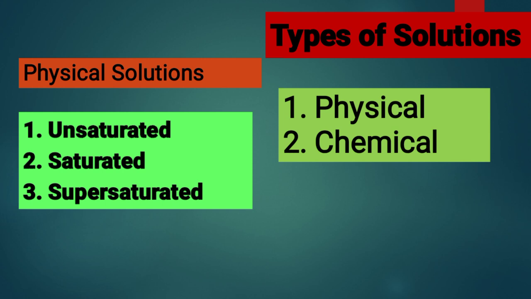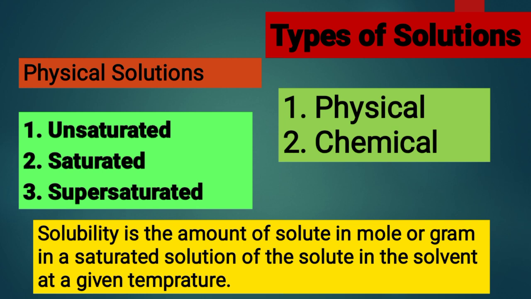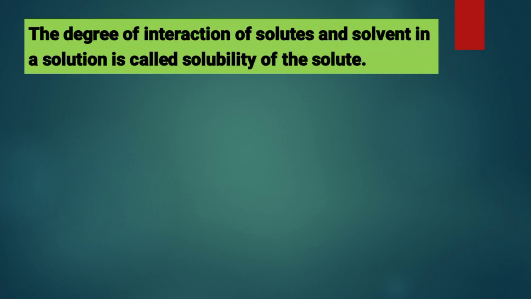And the amount of the solute that dissolves in a saturated solution at a particular temperature is its solubility. So I can actually give solubility as the amount of solute in mole or gram in a saturated solution of the solute in the solvent at a given temperature. You have to get that in your head. But I have another way of defining solubility. I say that solubility is the degree of interaction of solutes and solvents in a solution at a given temperature. That is what I define solubility to mean.